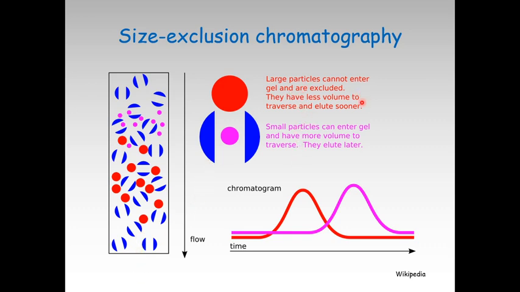Because large particles are excluded, they have less volume to traverse and elute sooner. Small particles can enter the gel and have more volume to traverse, so they elute later. So if you look at the elution profile, this is the larger protein and the magenta is the smaller protein.